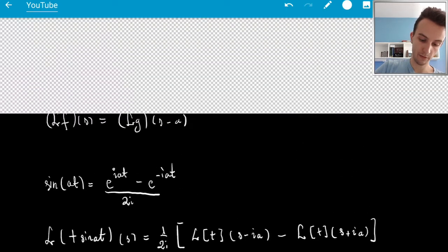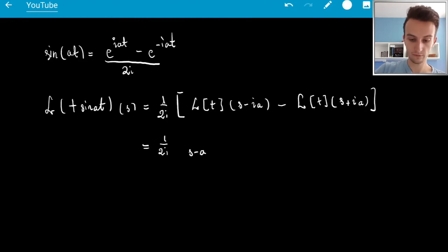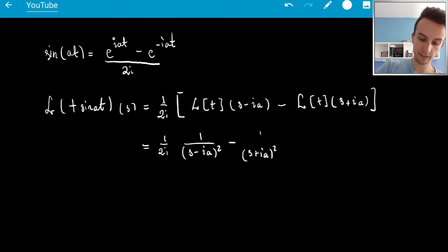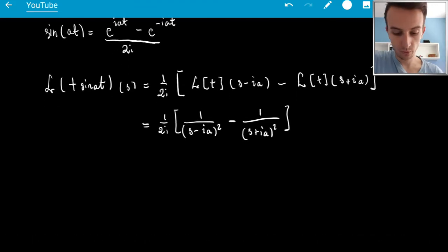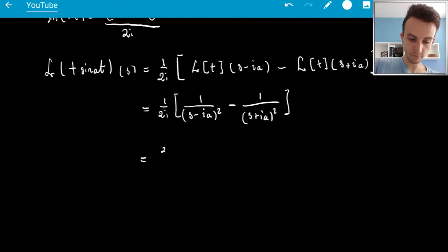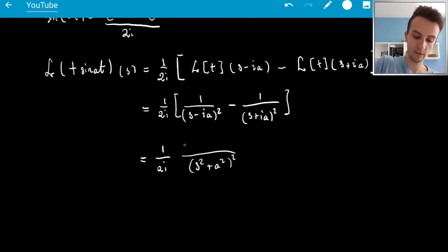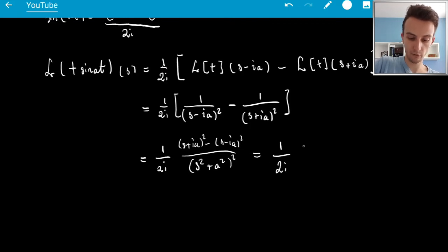So this would be 1 factorial over (s minus ia) squared. Is it going to be squared? Yeah, it's going to be squared. Minus 1 factorial over (s plus ia) squared. Okay, and now we just have to expand, find a common denominator, and the common denominator is (s squared plus a squared) squared. And above we have (s plus ia) squared minus (s minus ia) squared. And I wonder what's going to happen.